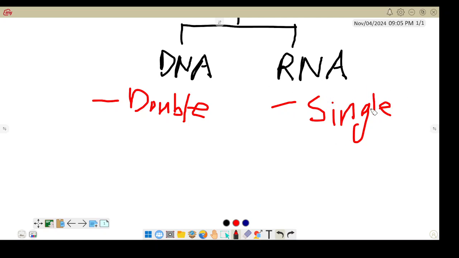So now here, RNA has single strands, and then DNA has double strands. And then we can talk about, what can we say?